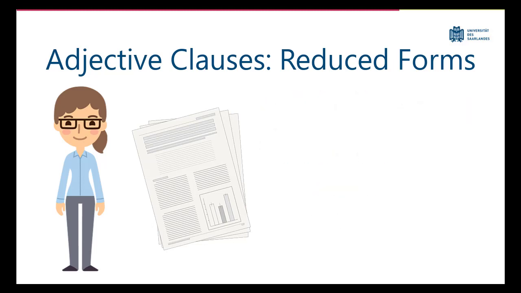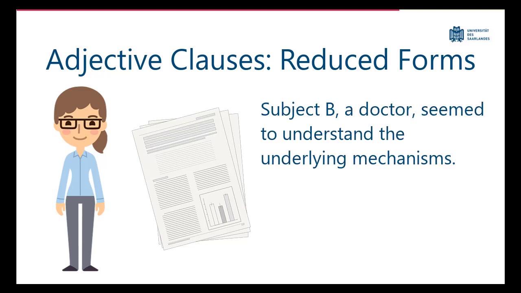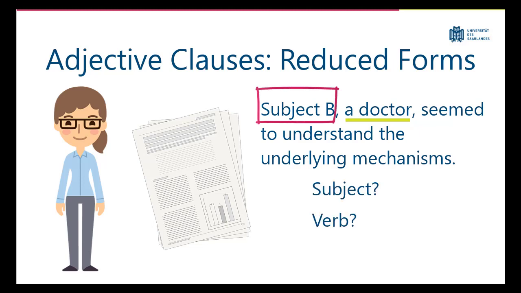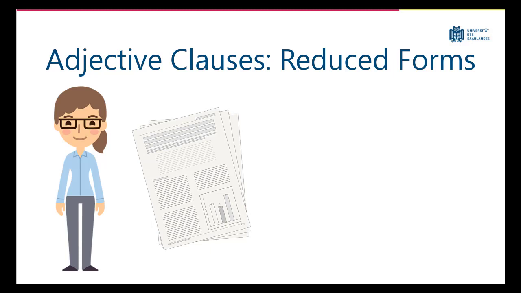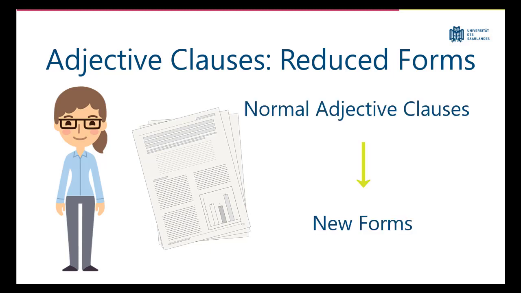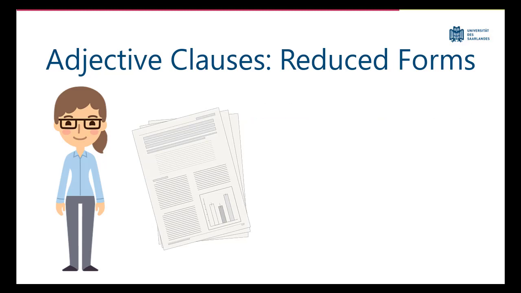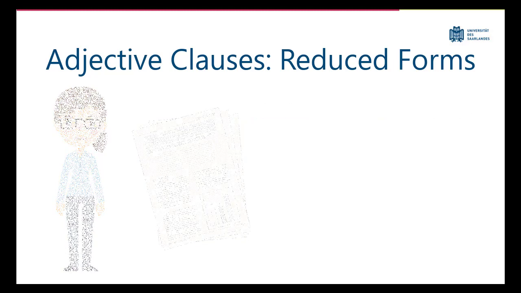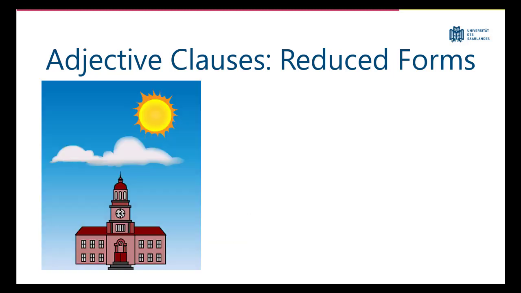A few minutes later, however, she sees the following sentence. "Subject B, a doctor, seemed to understand the underlying mechanisms." Again, she thinks to herself, "That's odd. I know the phrase a doctor is describing subject B, but the subject and verb are missing from the clause again." Linda assumes there must be some way to take normal adjective clauses and turn them into forms like these. Since she's currently writing a paper herself, she decides it would be cool to use some of these forms in her writing, so she makes an appointment at the English Writing Center on Riverbend University's campus.